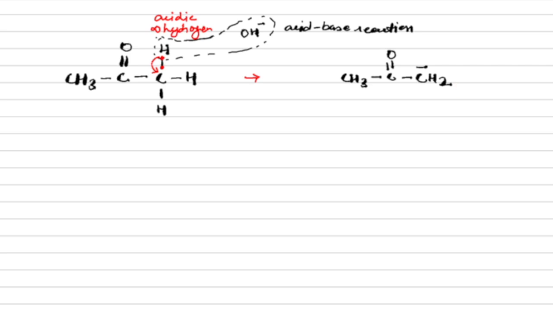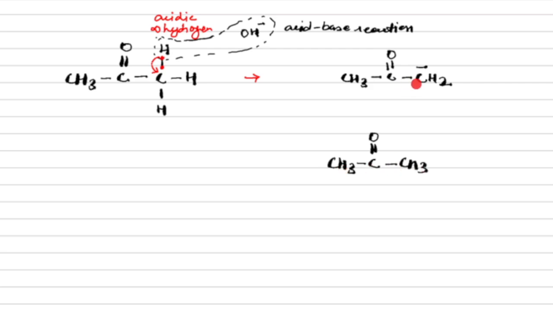Now, can you tell me what will happen next? This has become negative due to this acid-base reaction, so it will look for a nucleus. It will do a nucleophilic addition with the other molecule. This is one molecule of ketone, and we have taken two molecules of ketones. So I will write the other one here: CH3, C double bond O, and CH3.